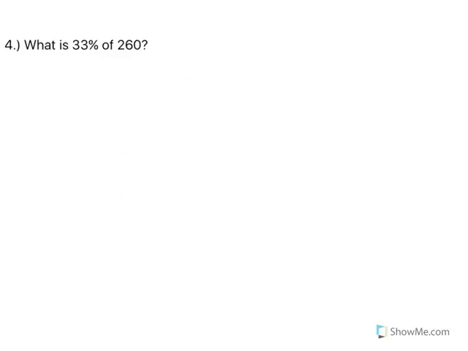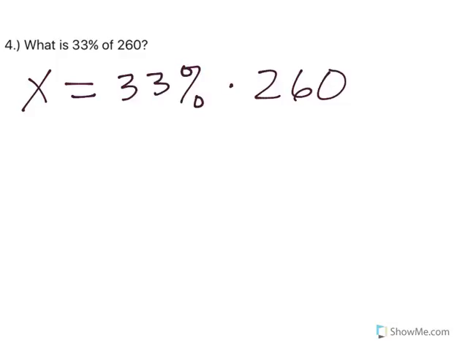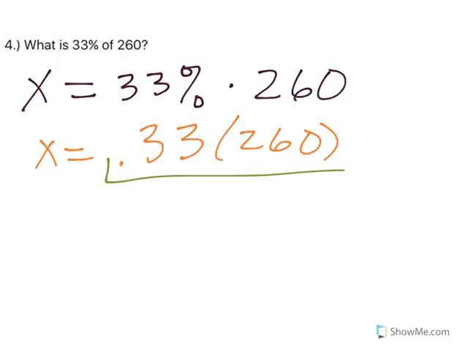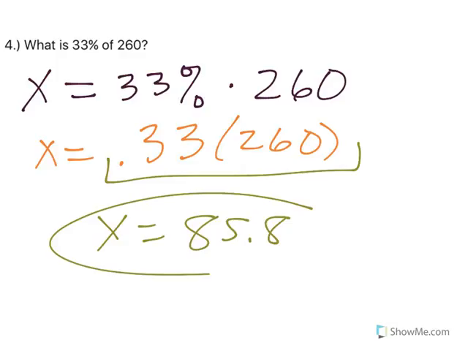Number 4, what is 33% of 260? Well, recall, percent, change to a decimal, and then multiply. So this one's fairly straightforward. I just multiply these two numbers together, and I have x equals 85.8. And there is my answer.